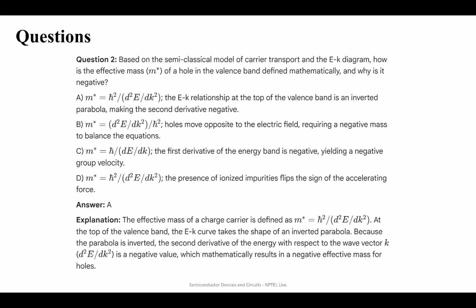Because the parabola is inverted, the second derivative of the energy with respect to the wave vector k, that is d square E by dk square, is a negative value. So this mathematically results in a negative effective mass for holes. But we transfer that negative sign to the charge and make the whole charge positive, so in equations the effective mass remains positive and the charge becomes positive instead of negative.